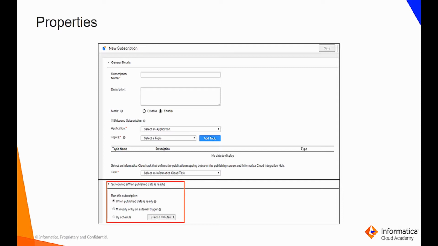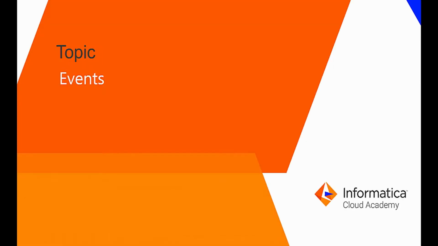By schedule. This option runs the subscription according to the defined schedule. When you configure a subscription to run manually, or by an external trigger, or by a schedule, you can select to use all the available publication files or the latest publication. Let us now understand what events are in detail.